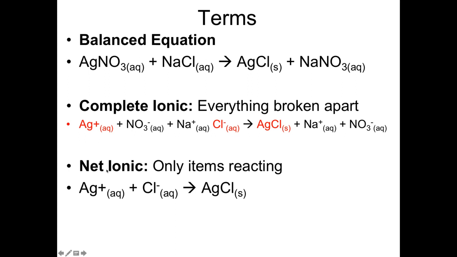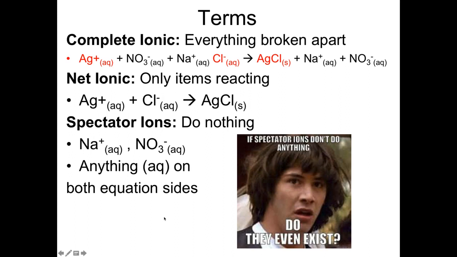Then for net ionic, you only worry about the things that are reacting. So anything that's the same on both sides of the equation, you can cross that off. If you notice, nitrate is the same on the left as it is on the right, so we can cross that off. The same with sodium. That's going to leave us with Ag, Cl, and that'll form AgCl solid. All right. So again, the terms to keep straight: complete ionic is everything broken apart. Net ionic is the things that are reacting together. Spectator ions do nothing. They just sit there. So anything on both sides of the equation you can eliminate and you're good to go.